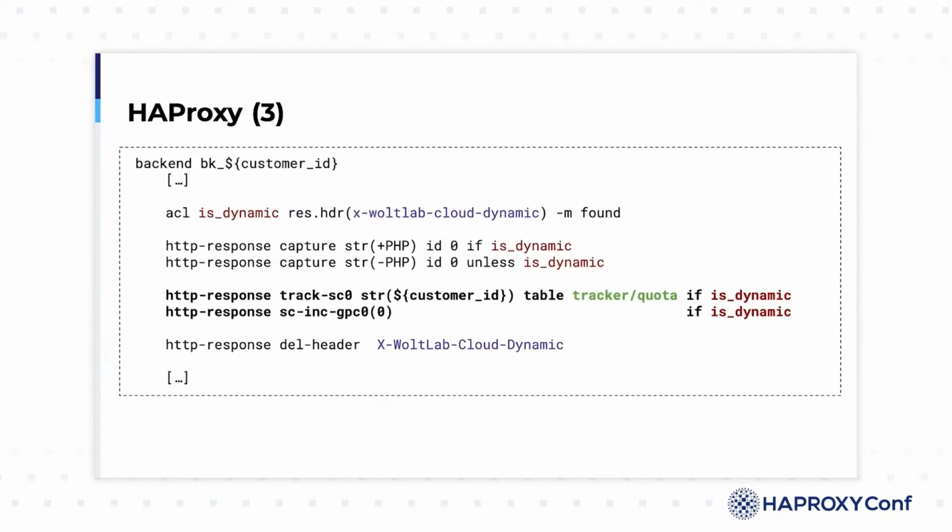If the request was determined to be dynamic, we track it within the tracker/quota table using the customer identifier and then increment the value of the GPC0 counter within that table. HAProxy will then automatically broadcast the updated value to all peers defined in the matching peers section. In our case, this is just the tracker peer. And that is everything we need within our configuration.